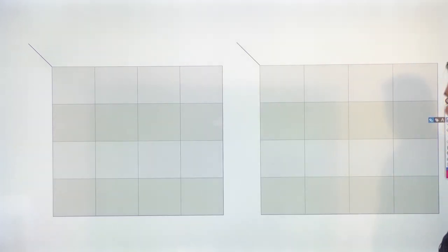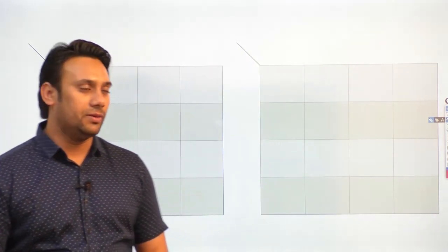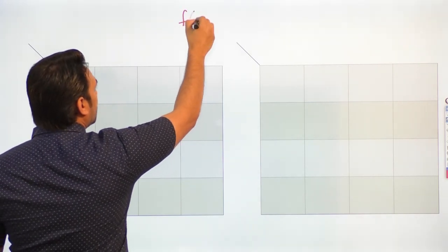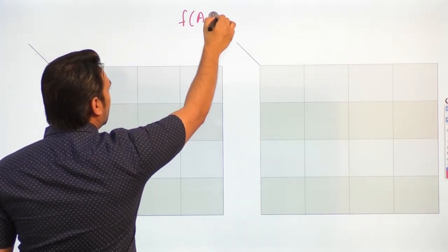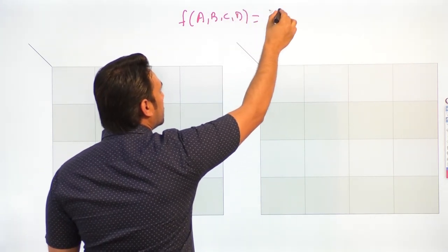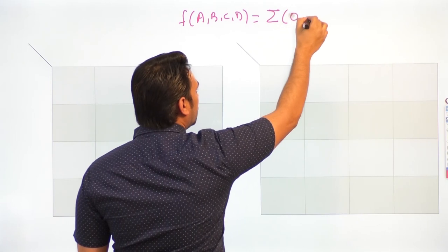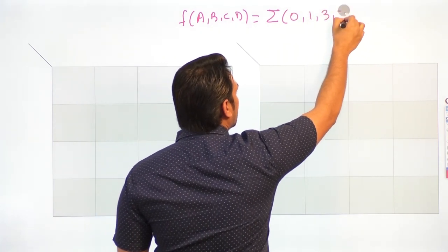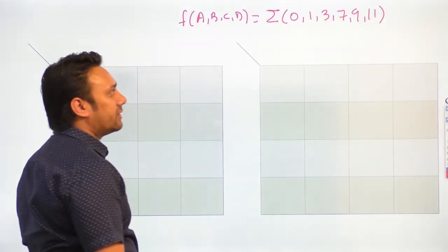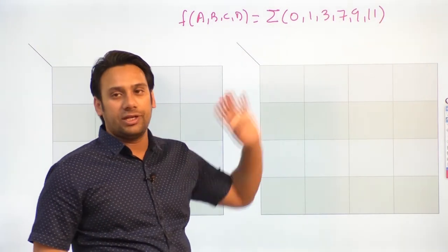Now the same thing can be observed with a four variable K-map. We can represent the same things with a four variable K-map as well. Let us assume that we have the following function f(a, b, c, d), and this function has the values summation 0, 1, 3, 7, 9, 11. Okay, we will see how we can represent these values.